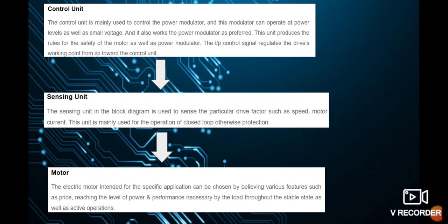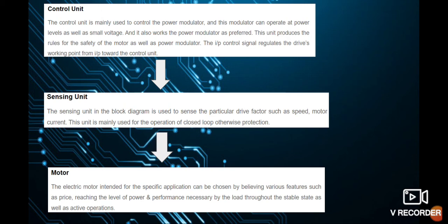So the control unit is basically used to control the power modulator, and this modulator can operate at power levels as well as small voltage levels, and it also works on the basis of the preference of the power modulator. So this unit will produce the rules that are safe for the motor as well as for the power modulator, and the input to the control unit will be obtained from the input command.